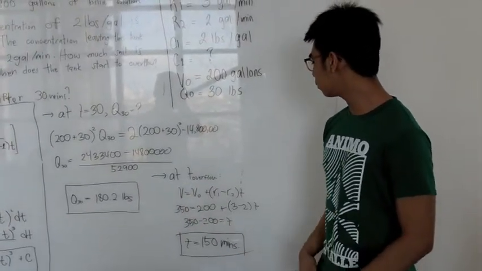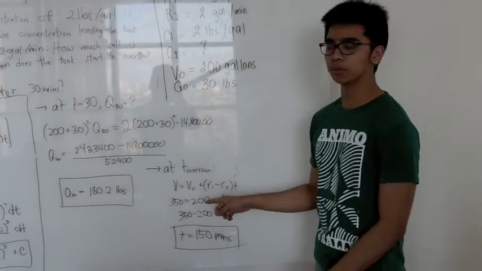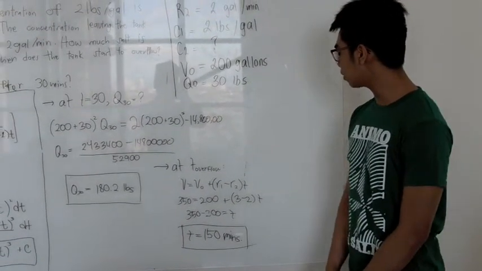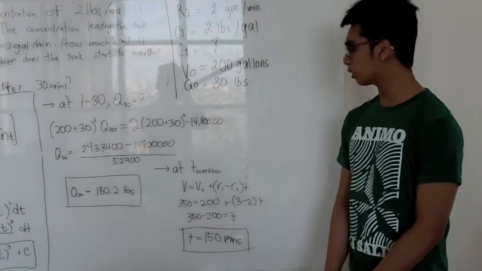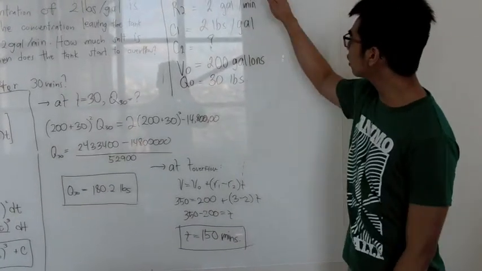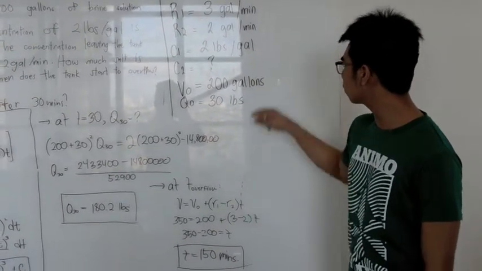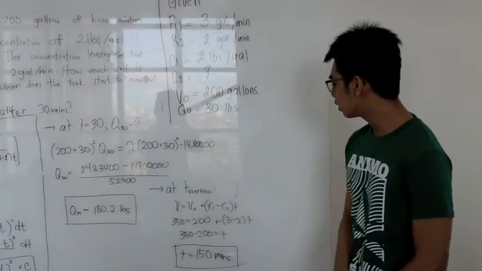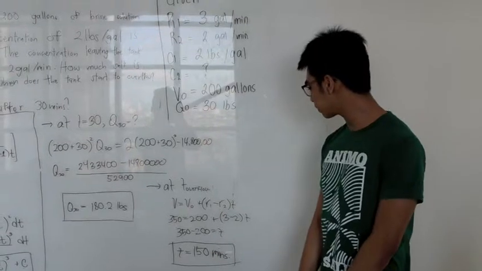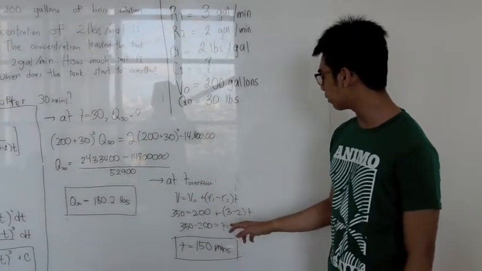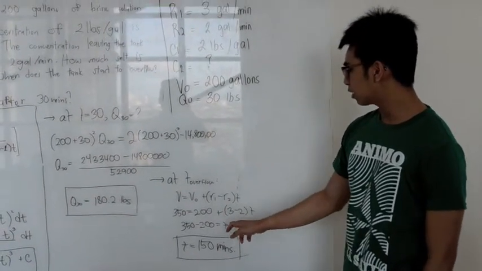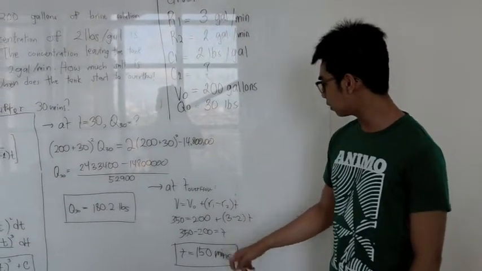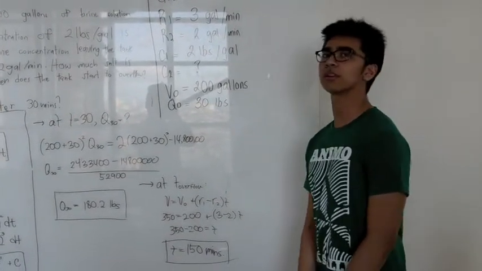And then we will substitute the given V0, which is 200, and add it to the quantity 3 minus 2, where we substituted the 3 gallons per minute, subtracted by R2, which is 2 gallons per minute, times the quantity t. So using algebra, we'll just add and then isolate t. After that, we can get t is equal to 150 minutes. That's it.